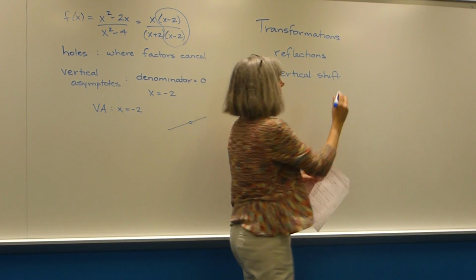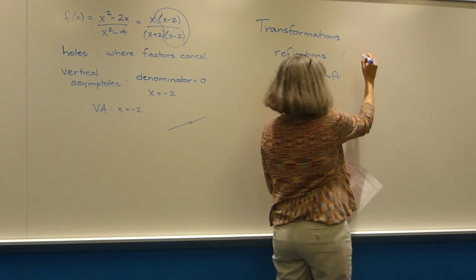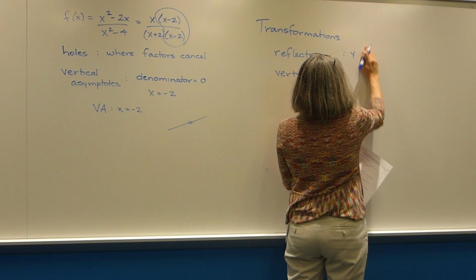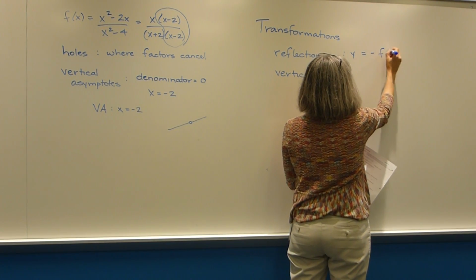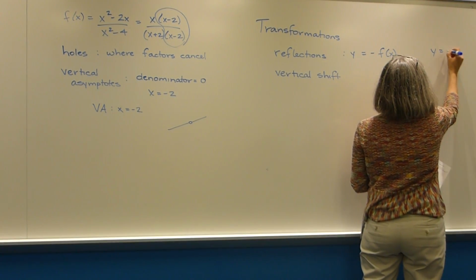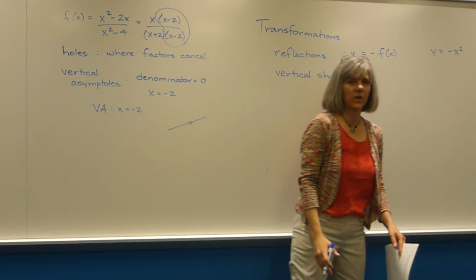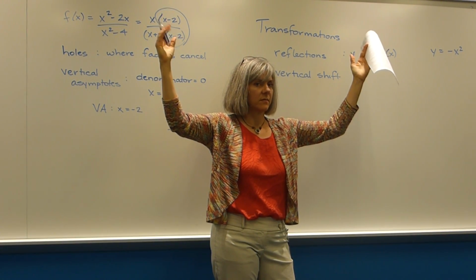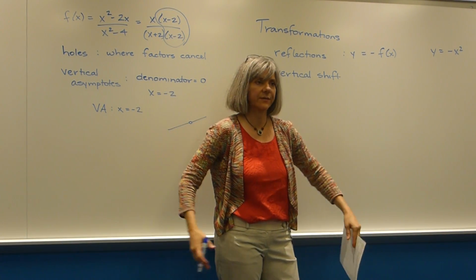Okay, so the only reflection we're really all that interested in is y equals negative f of x. An example would be y equals negative x squared. We know x squared, so negative x squared is what? It just reflects down.